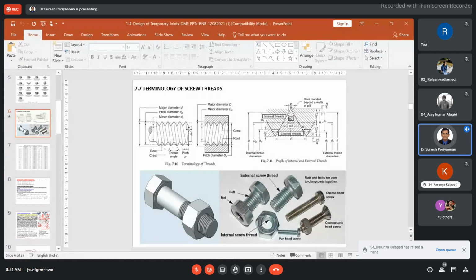Now we discuss the terminology of the screw threads. Then we go for some derivations, and then we do problems today. Okay.